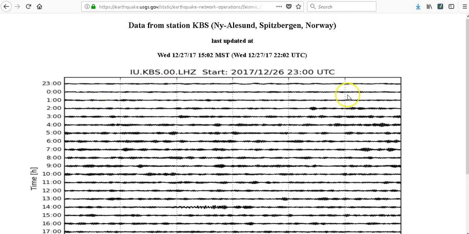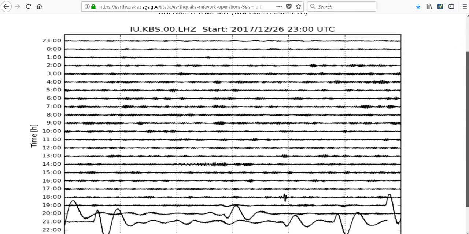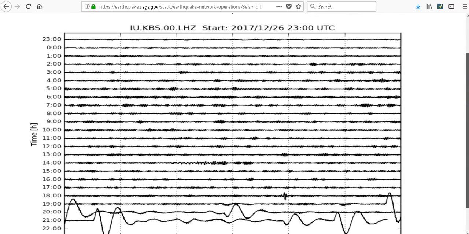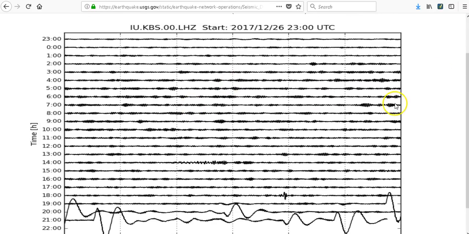See this, guys? And I have the data. I even have the data when this first started. So if you guys want it, email me. And yeah. See? Those are those tremors.